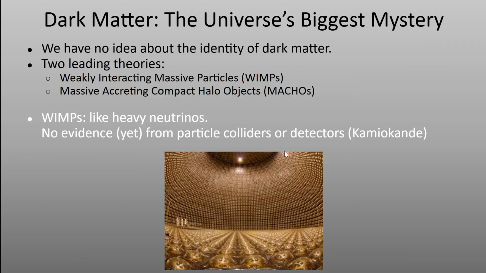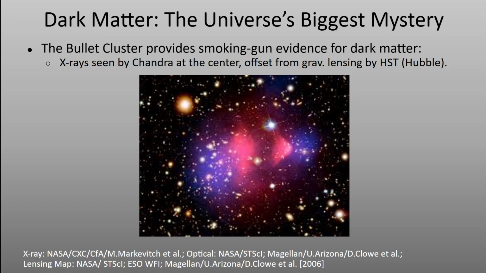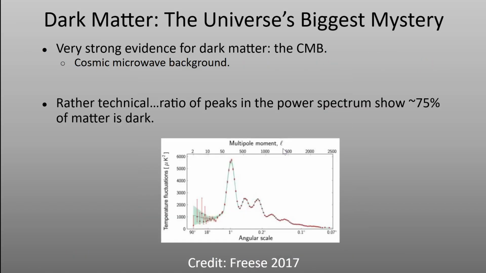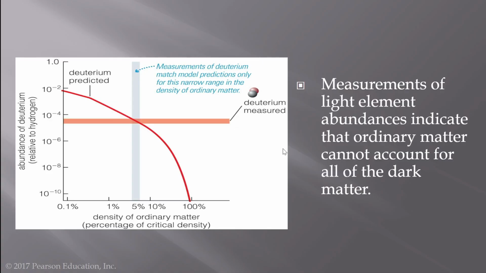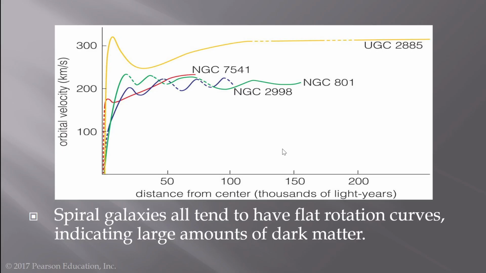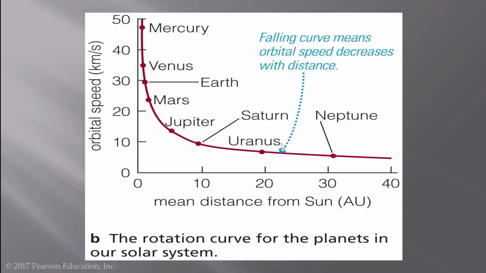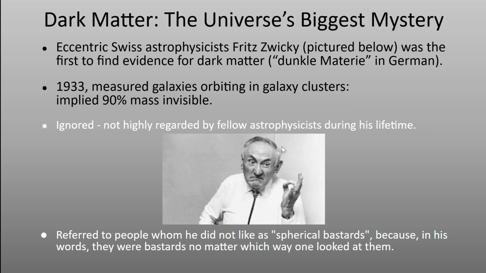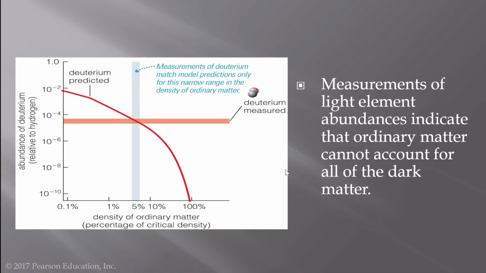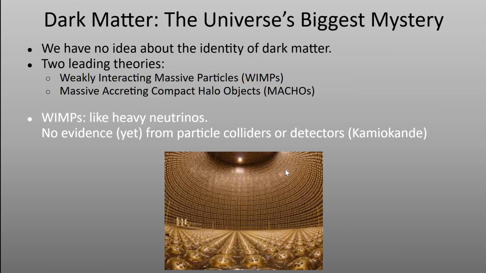Okay, now in terms of what makes up dark matter, we talked previously about the evidence. So just to summarize that again, we have the bullet cluster as evidence, we have the CMB power spectrum as evidence for dark matter, we have the measurements of the amount of deuterium in the universe, and spiral rotation curves of galaxies, and then also galaxy motions in galaxy clusters. So those are our pieces of evidence for dark matter.